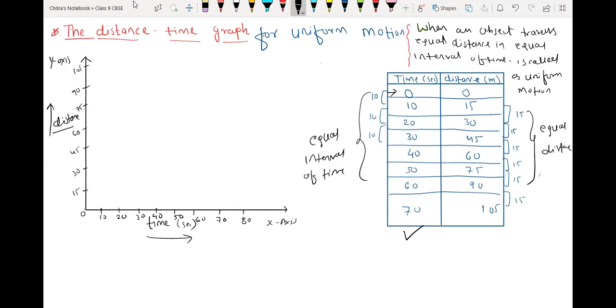So see here, at 0, 0 we have the point here. Here 10 and 15, so 10 here and 15 here we have that point. Then we have 20 and 30, so 20 and 30 will be here. Then we have 30 and 45, so 30 and 45 will be here. And when we draw the line, we will get a straight line from here.